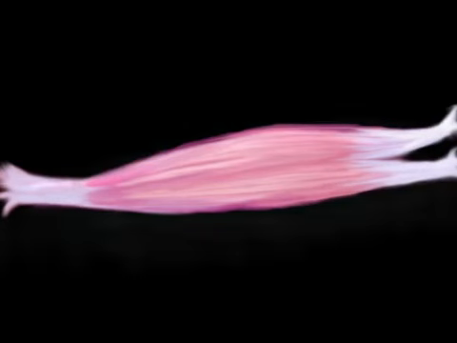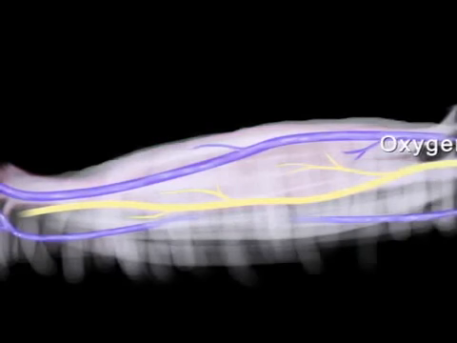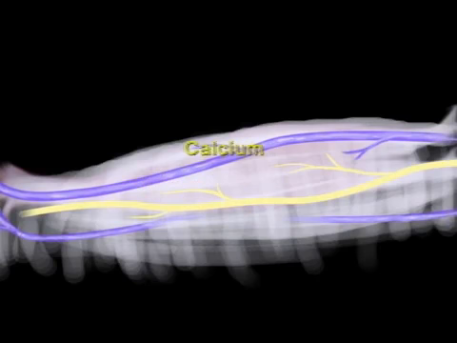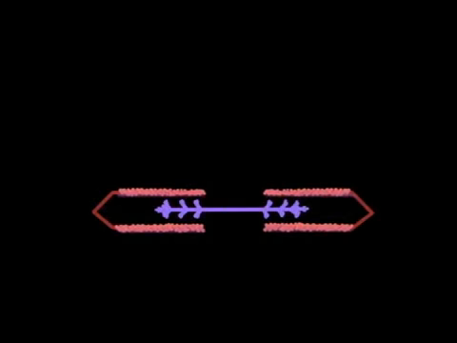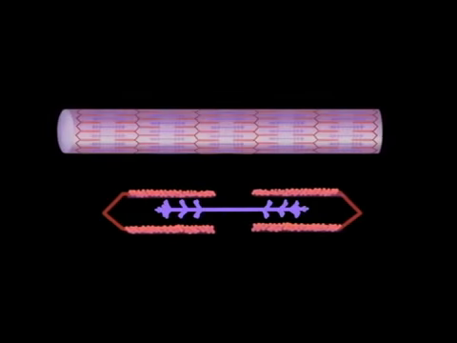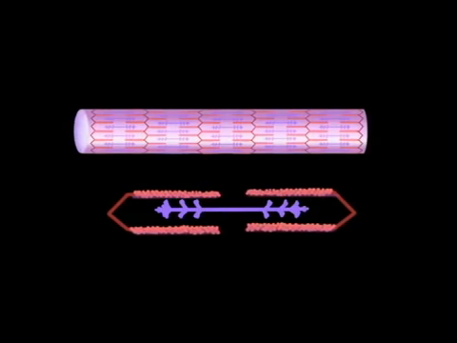Tissue surrounding the bundles contains blood vessels, which provide oxygen and fuel to the muscle, and nerve cells, which transmit signals to the muscle, causing it to contract. When a nerve signal is received, calcium is released inside the muscle fibers, which causes them to contract. Actual contraction occurs when thin actin filaments are pulled towards thicker myosin filaments, thus shortening the sarcomere.